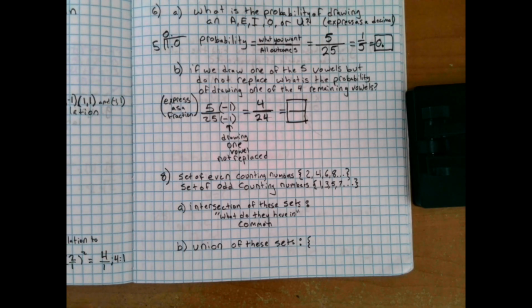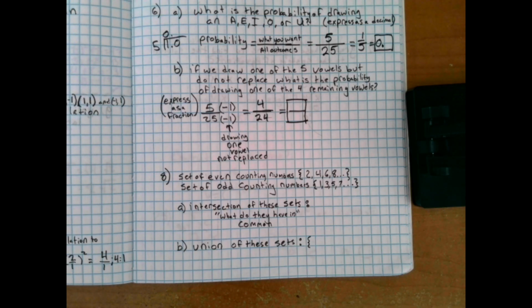Do they have anything in common? If we look at the two, is there any even number that's also an odd number? Is there any odd number that's also an even? No. Even and odd numbers divide the numbers into 2 sets. There are not any numbers that are both.